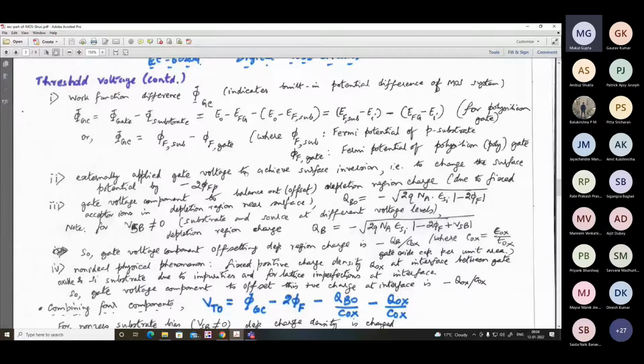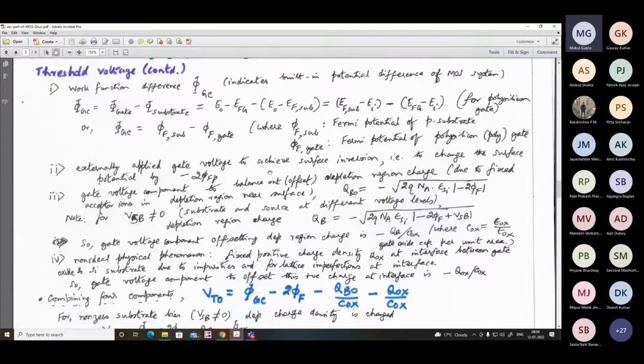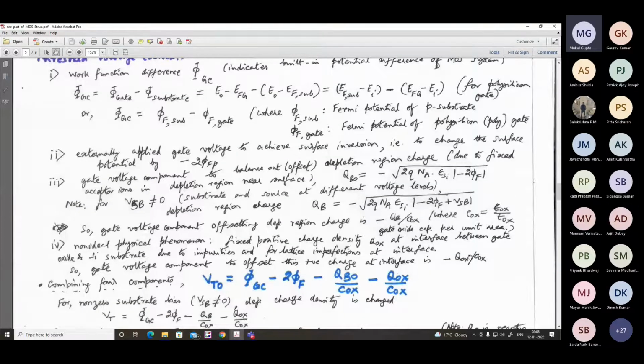Now, the second component is related to the amount of threshold voltage needed to cause the surface inversion, which is twice the electrostatic Fermi potential of the substrate. The third one is the component required to counteract the depletion region charge. And the fourth one accounts for the positive sodium ions present at the interface of the oxide and the silicon substrate. So these are the four components.